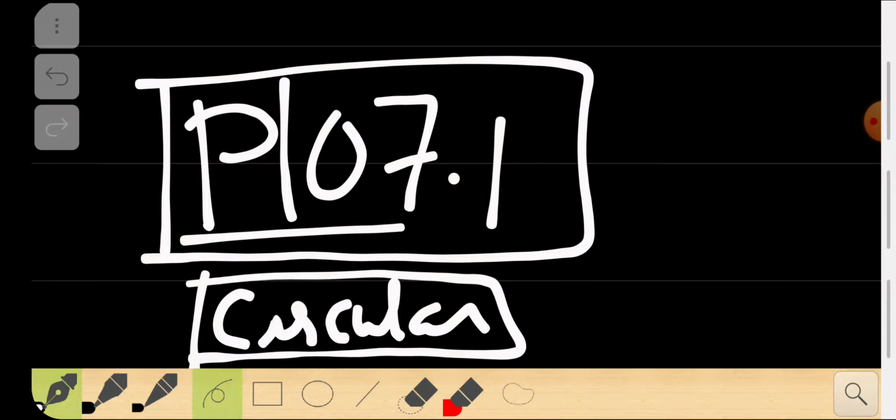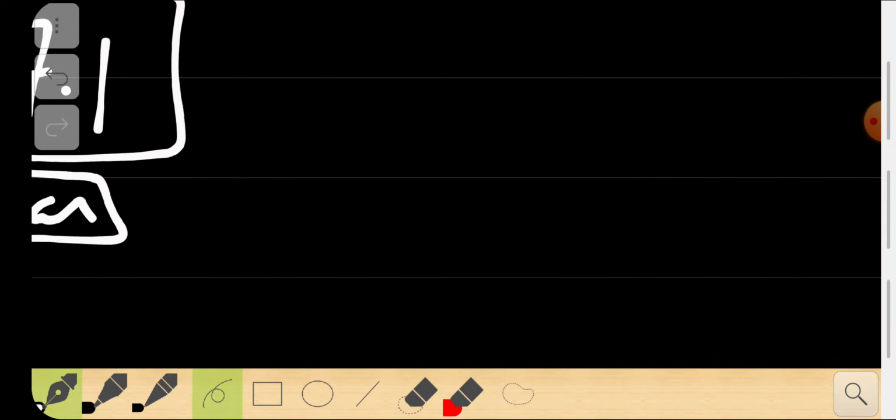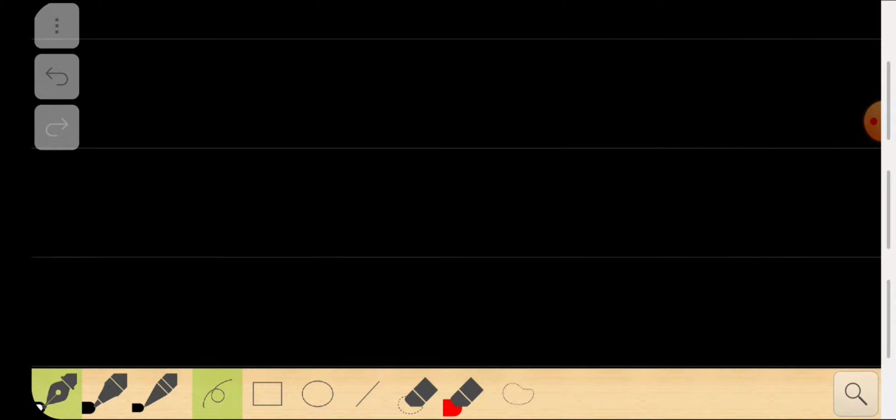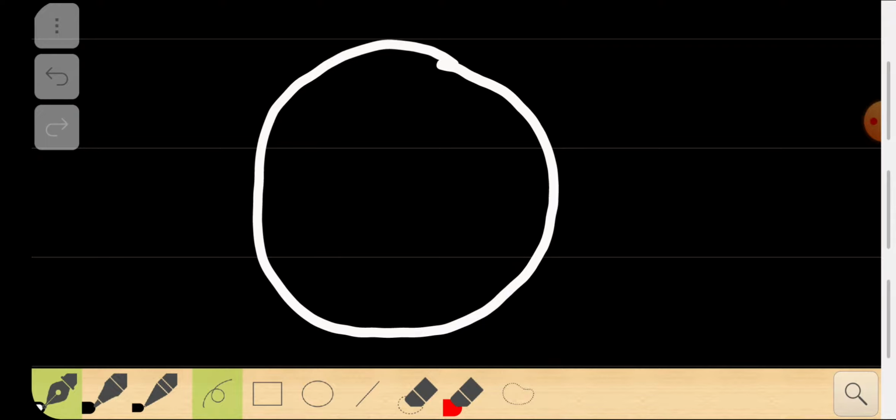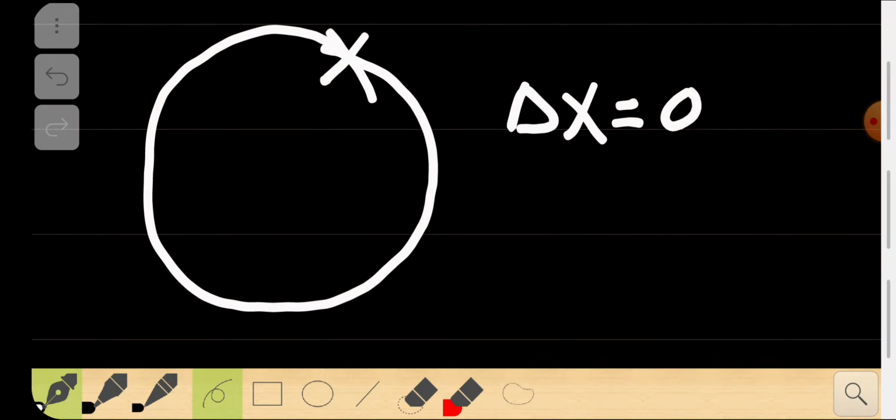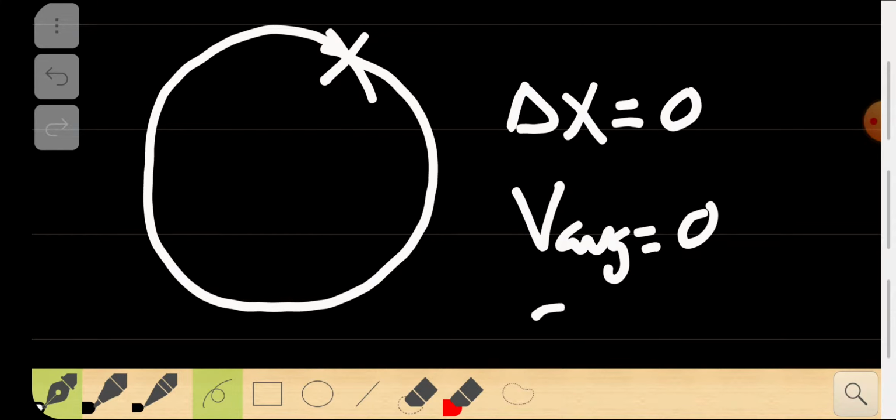So what happens when you move around in a circle? When you complete one rotation, your initial position and final position will be the same, right? So delta x, or the position change, will be equal to 0. So the average velocity, v average, will be equal to 0. Also, the average acceleration will be equal to 0.